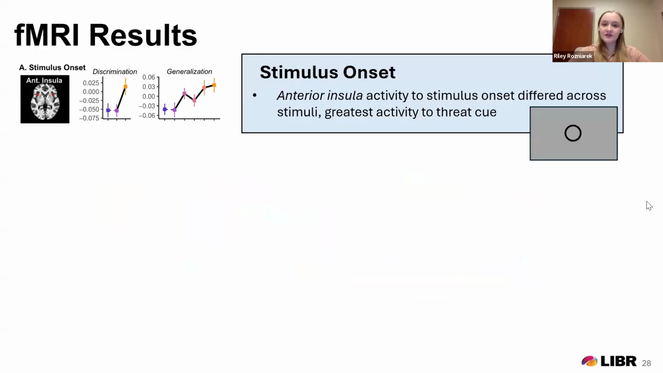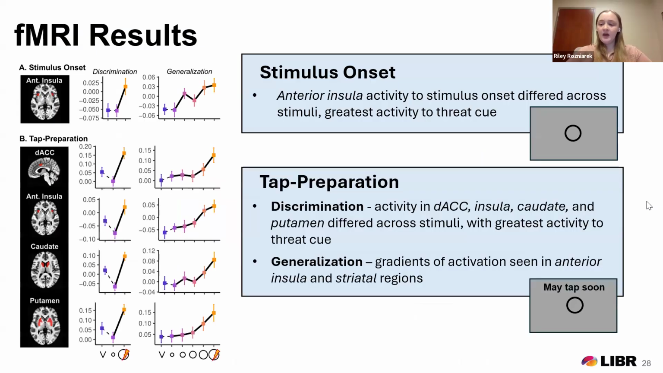For our MRI results, during stimulus onset, or when that shape is first shown on the screen, we saw differed activity across stimuli, with the greatest activity being to the threat cue in the anterior insula. And then during the tap preparation phase, when participants are told they may tap soon, we saw that in the discrimination phase, there was activity in the dorsal anterior cingulate cortex, insula, caudate, and putamen that differed across stimuli, again, with the greatest activity being to the threat cue. And then during the generalization phase, we saw gradients of activation in the anterior insula and striatal regions.